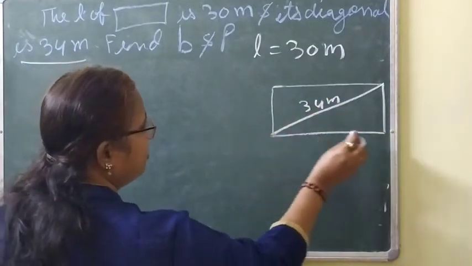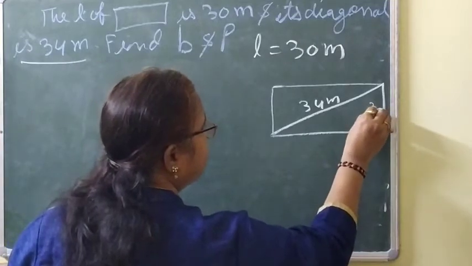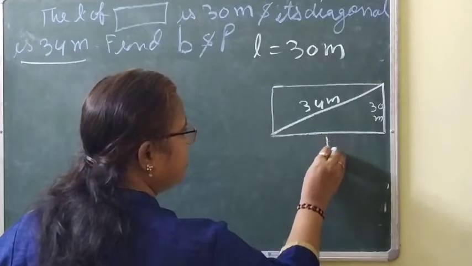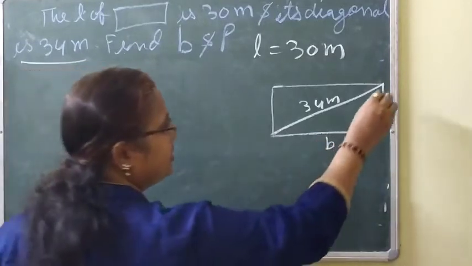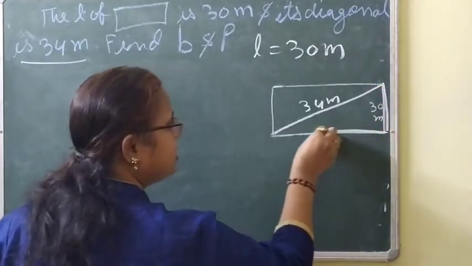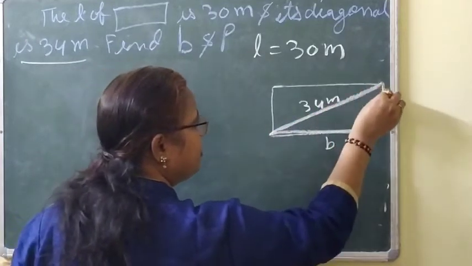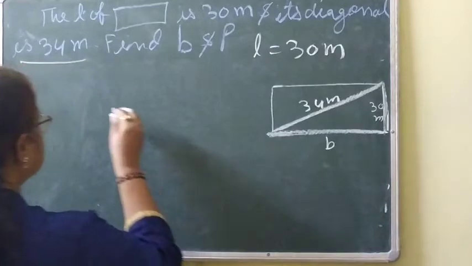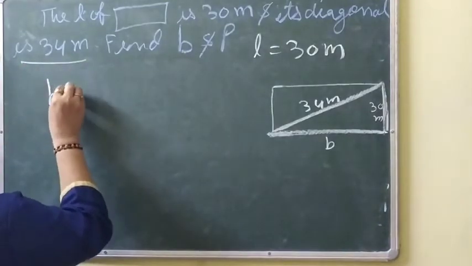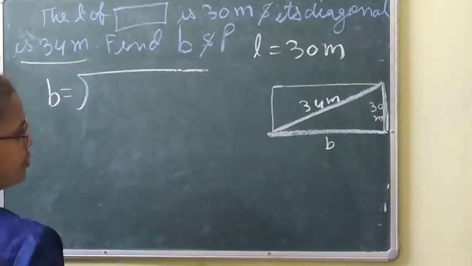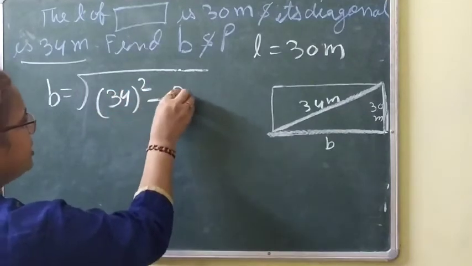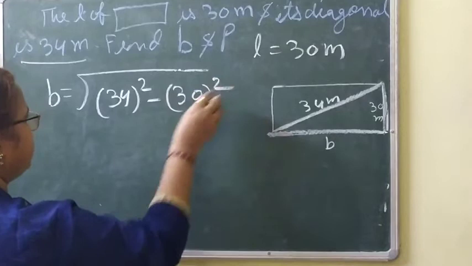Length is given what? Length is given 30 meter. We have to find out the breadth. How we'll find out the breadth? Now, one thing here. Here we will use the Pythagoras Theorem. So this is your right angle triangle. So you know that B will be equal to what? Square root of square of 34 minus square of 30.